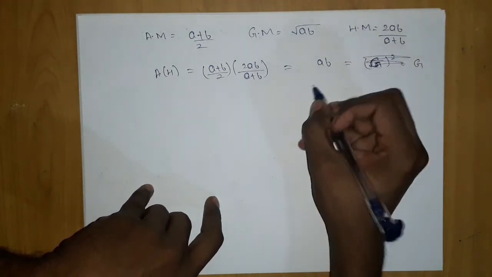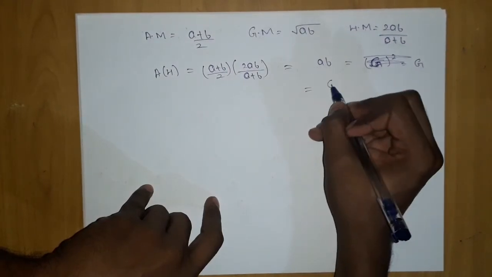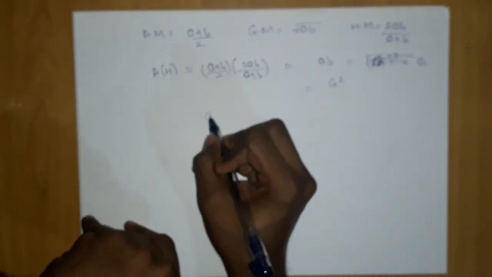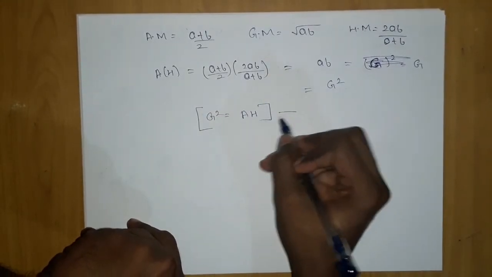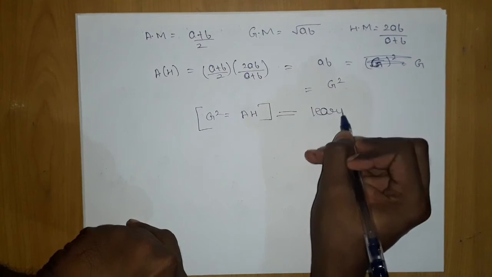Okay, why do this? Okay, ab is what, g square. So what we have proved is that g square is nothing but ah. So just keep this in mind, just learn this formula. Okay, it is very important.